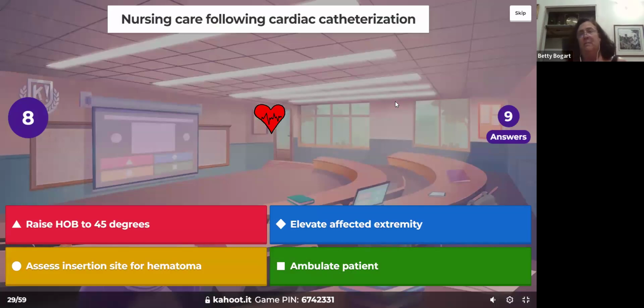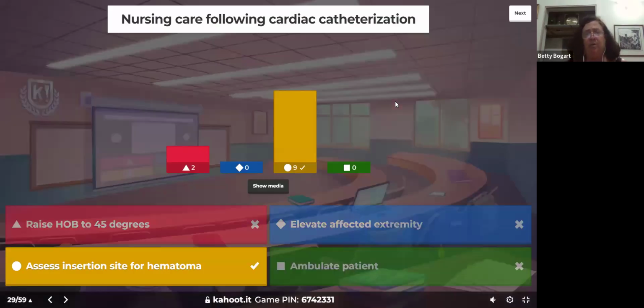So we're definitely going to be looking at that kid when they come back from the cardiac cath. We're going to be checking that insertion site, checking pulses. Again, that leg, the right leg that's had those two catheters, keep it straight because it could dislodge the clot.